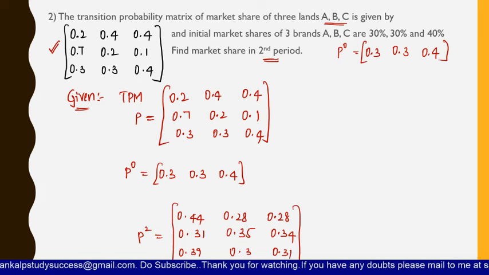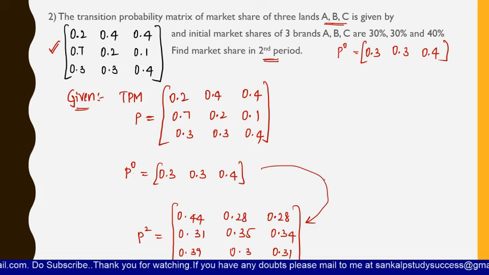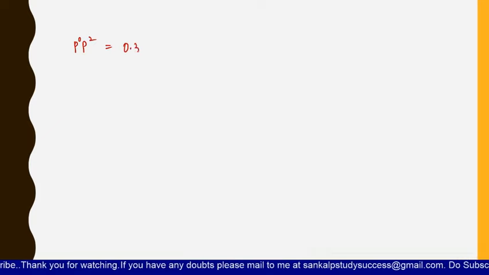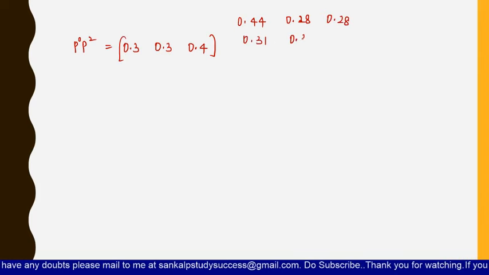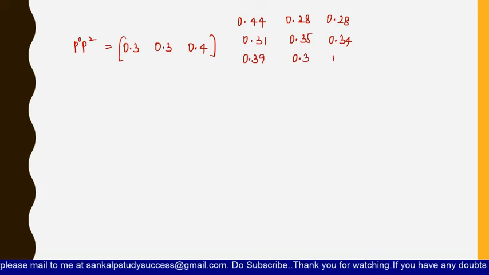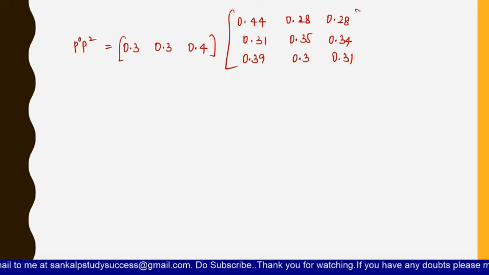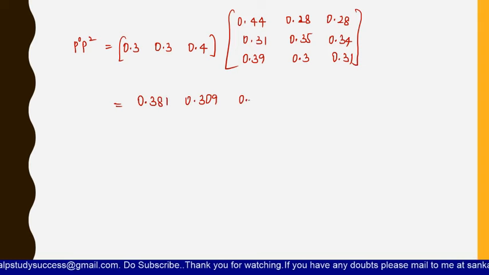Now for the second period we take P to the power of 0 into P square, because if we multiply this initial matrix with P square, then you will get the market share in the second period. Now let us multiply: 0.3, 0.3 and 0.4 with P square, which is 0.44, 0.28, 0.31, 0.35 and 0.34, and the last row 0.39, 0.3 and 0.31. If you multiply these two matrices, then you will get 0.381, 0.309, 0.31.